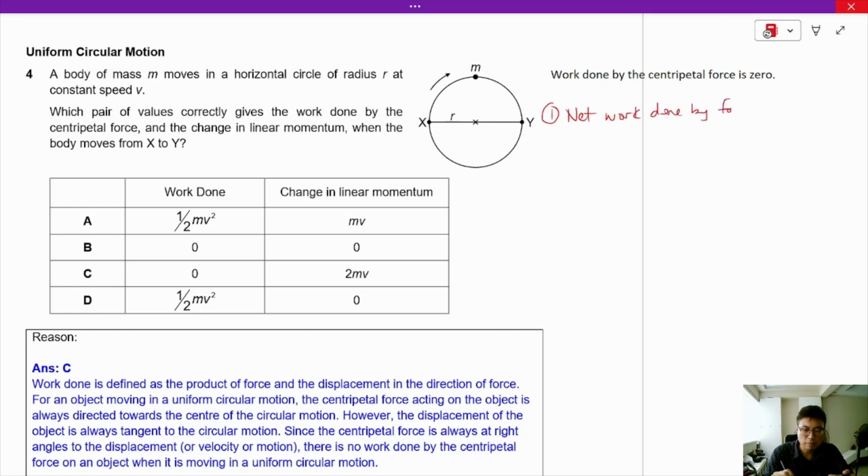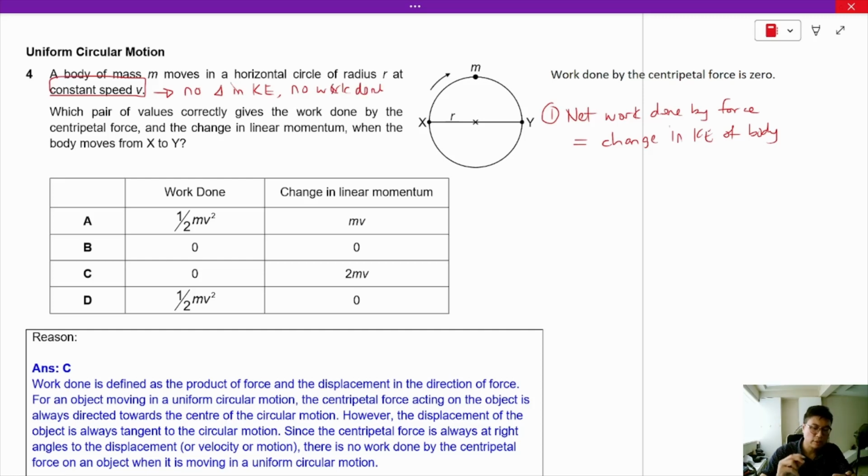is the same as the change in the KE of the body. Now, let's take a look. The body moves at a constant speed v, which means that the KE is not changing. So there is no change in KE, and hence no work done.